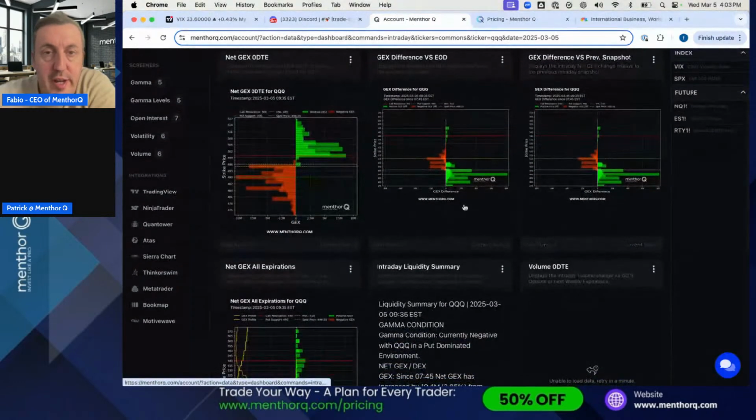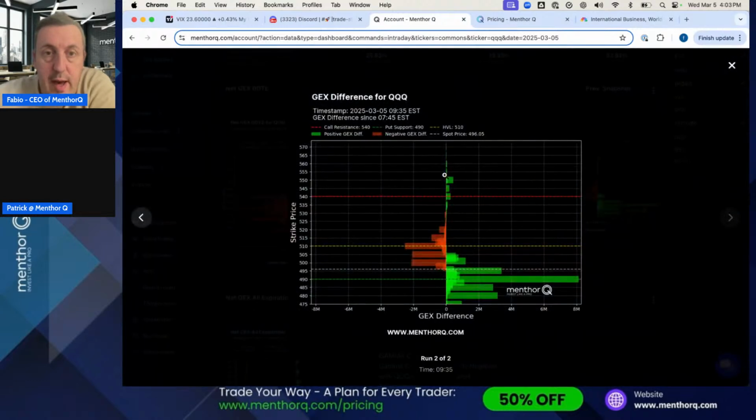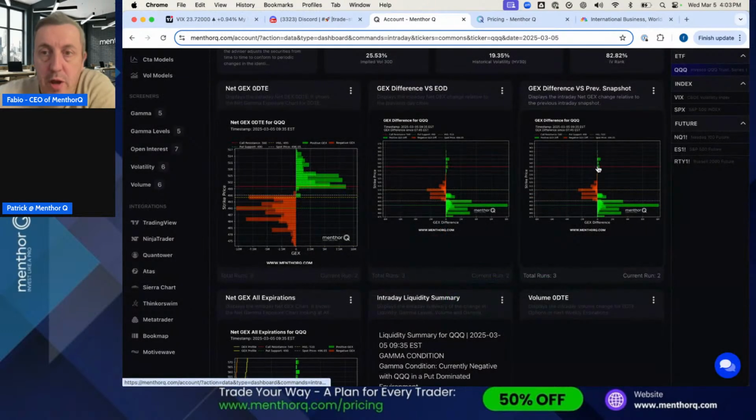We can also see our JAX difference versus yesterday. What happens? We see a lot of positive positioning accumulating at these levels, about 6 to 8 million at this 490. And then we can monitor, once we go through all the different snapshots, what's going to happen throughout the day.